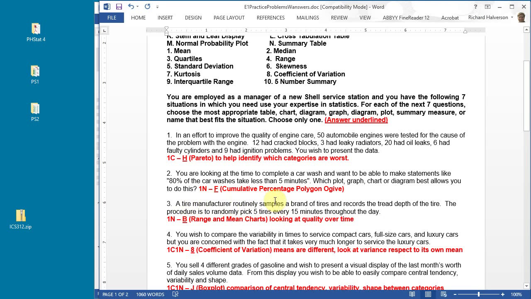A tire manufacturer routinely samples a brand of tires and records the tread depth. So this is over time.